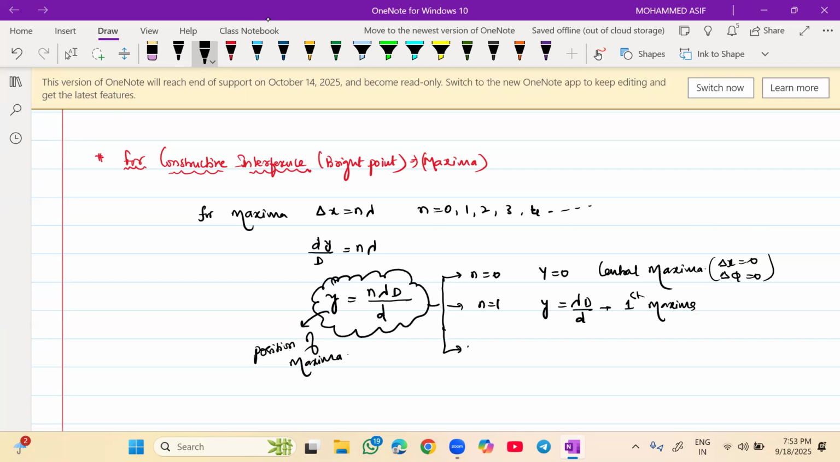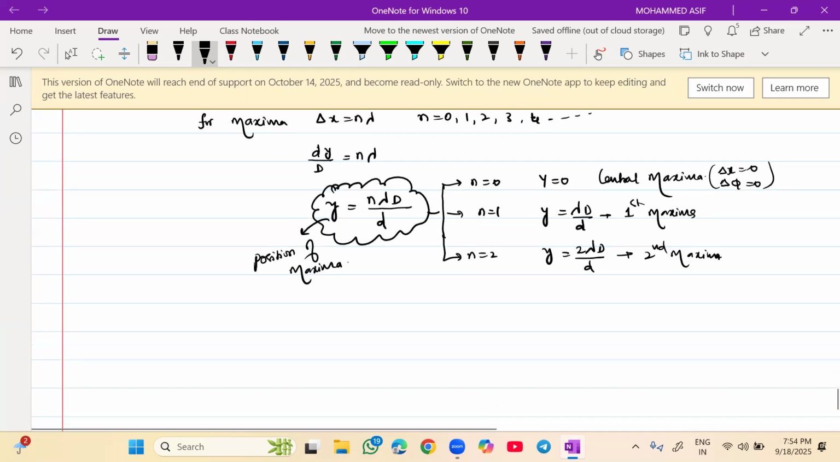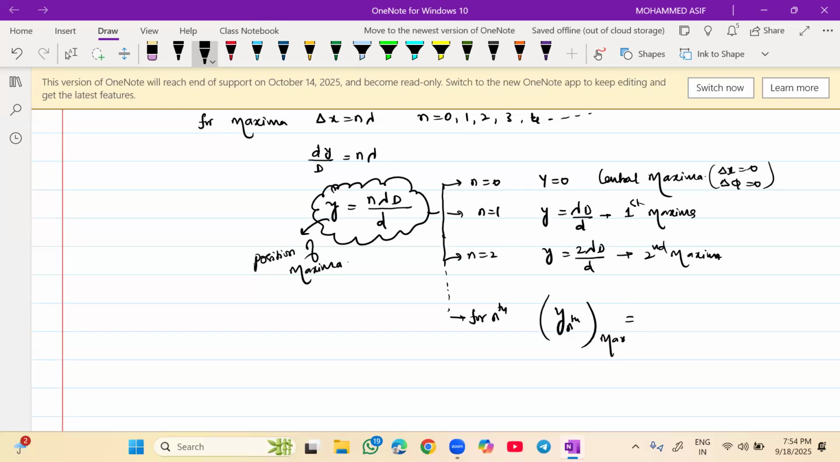In the same way, if I take n is equal to 2, then y is equal to 2 lambda into capital D divided by small d. This will be your second maxima. Am I clear? So like that, if I go on and take the relation for the nth maxima, y nth maxima is equal to n into lambda into capital D divided by small d. This is the formula for your y nth maximum.